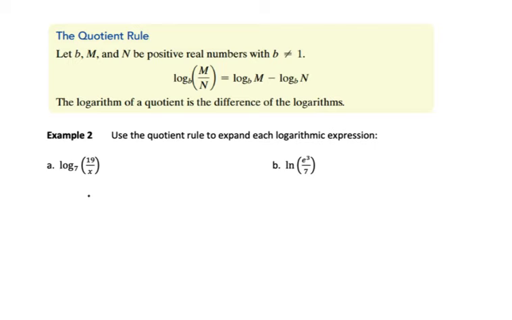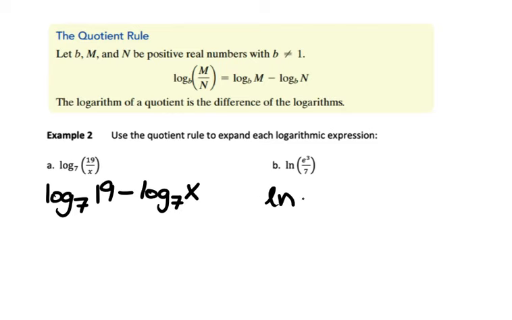So for example 2, we're using the quotient rule to expand each. So for part A, I would have log base 7 of 19 minus log base 7 of x. So whatever is in the quotient, the denominator of the fraction, I would put that with the minus sign in front of it. Whatever's in the numerator would have a plus sign in front of it, or no negative sign.